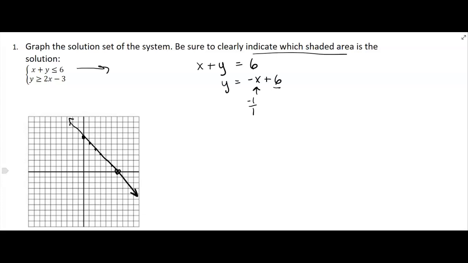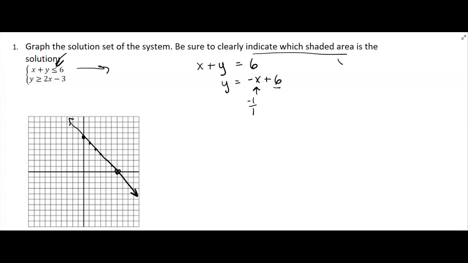Now, before I draw the line, I should make sure that it's a solid line. It will be a solid line because it's less than or equal to. Okay, it's not greater, or it's not just less than. If it was just less than, then it's a dotted line, but this is less than or equal to.